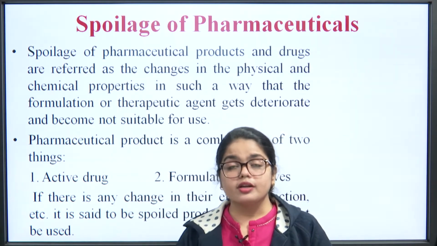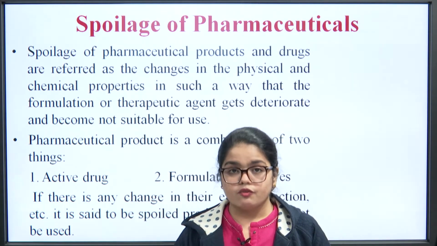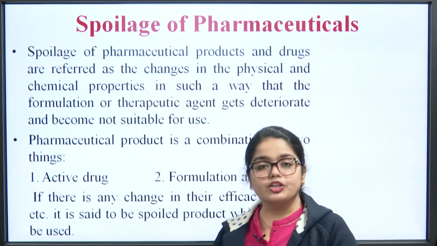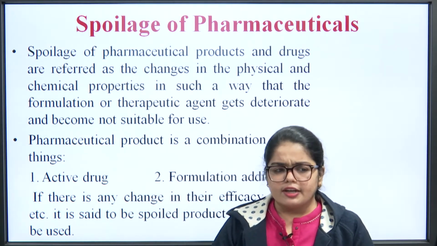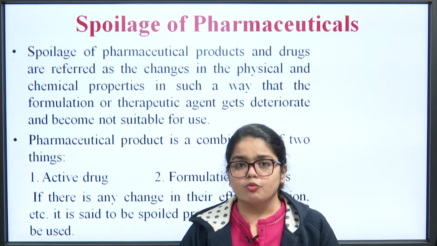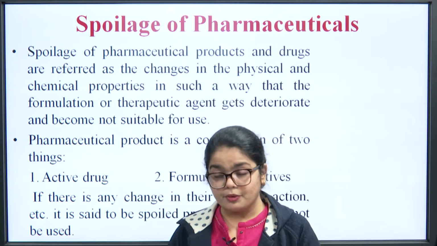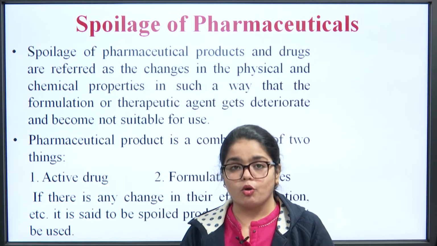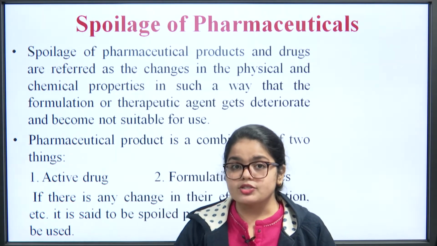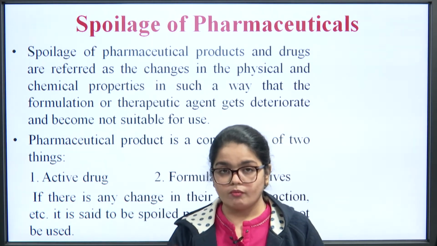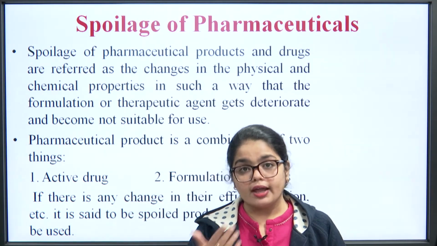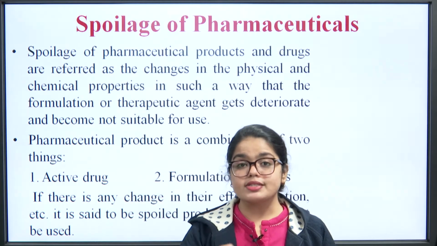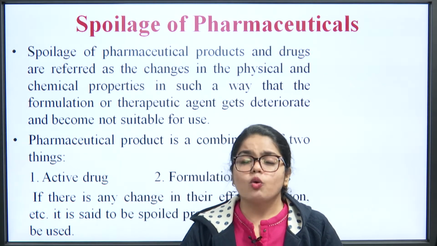So, a pharmaceutical product is a combination of two things. First is the active drug and the other is the formulation additives. Formulation additives are often called excipients. You must have gone through wrappers. If not, then you should go and take paracetamol and read what is written on it. One is the main drug, like paracetamol, and the other is the excipient, like QS is written in front of it. So, what are these excipients?